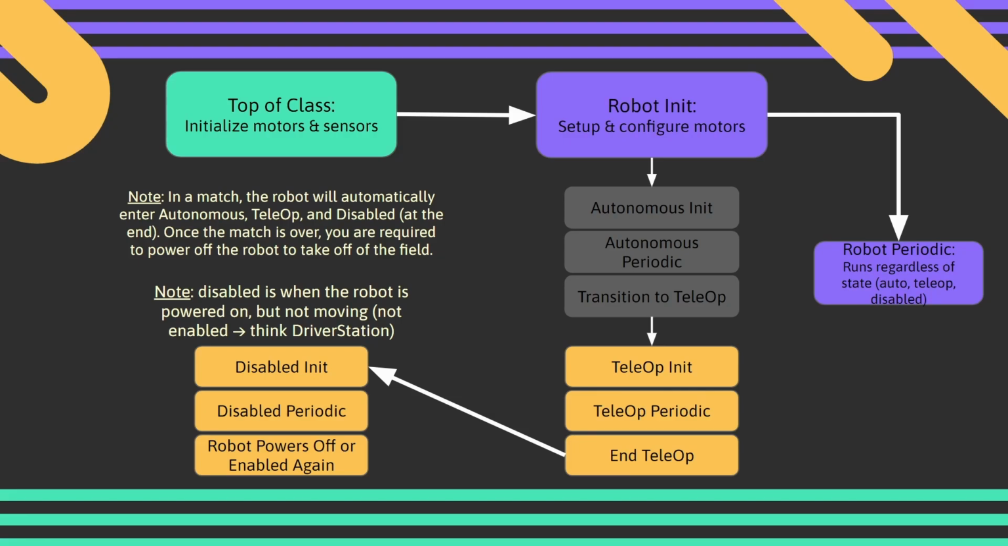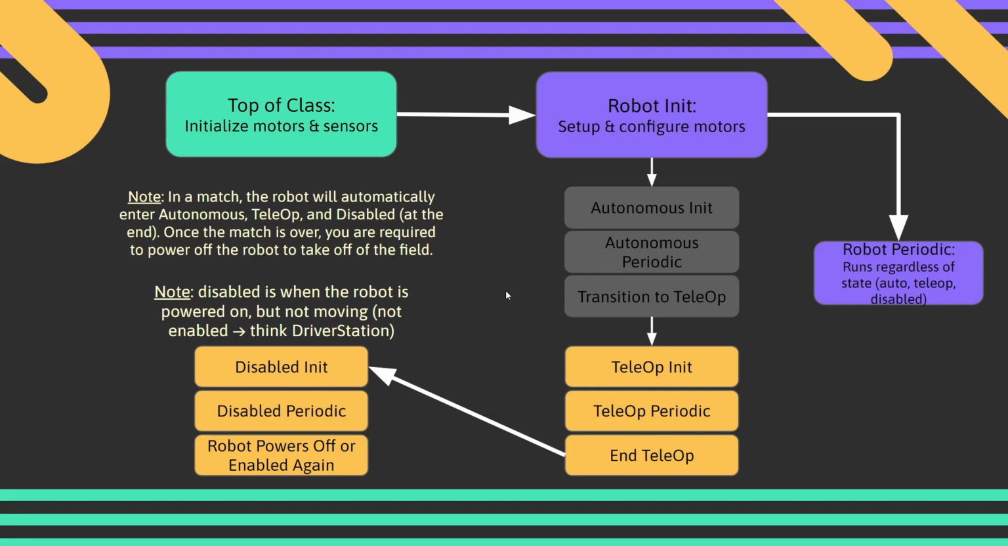Once the match is over, you're required to power off the robot and take the robot off the field. Then this entire flowchart will repeat again. But if you're using just the Driver Station utility and powering on the robot at home, with no match, robot init is only going to run once. Robot periodic will always run regardless of state. Depending on what state you choose to enter, whether autonomous or teleop, it'll repeat either autonomous init, teleop init, etc. So that's the general idea.